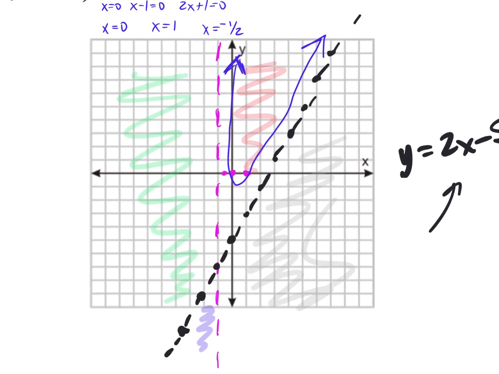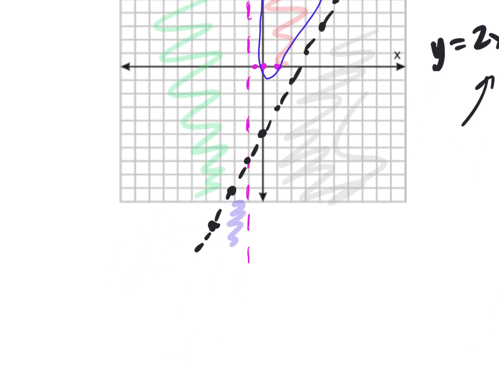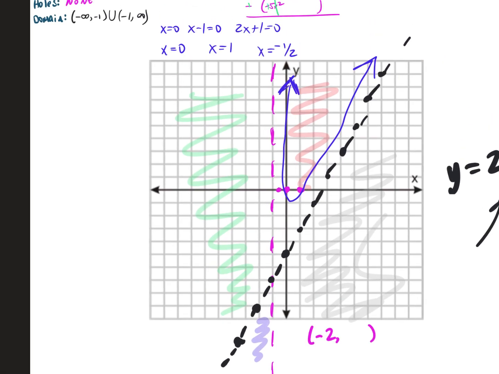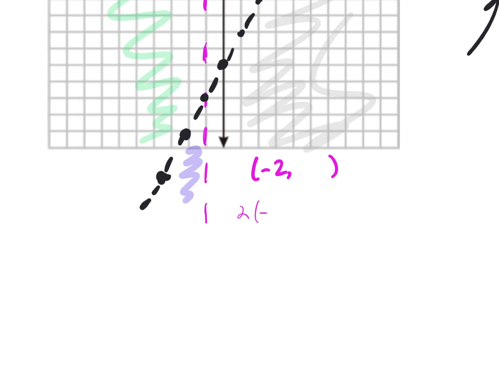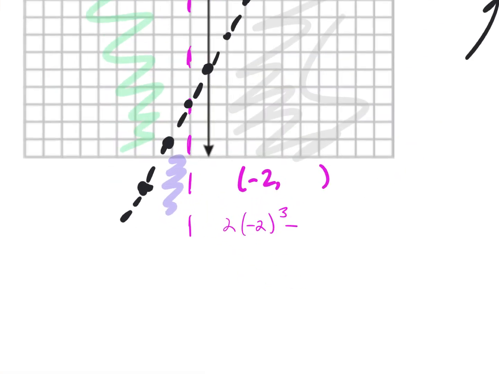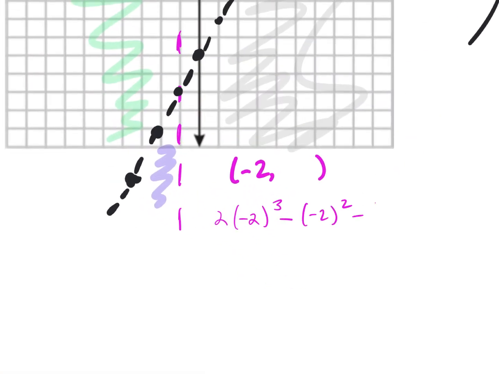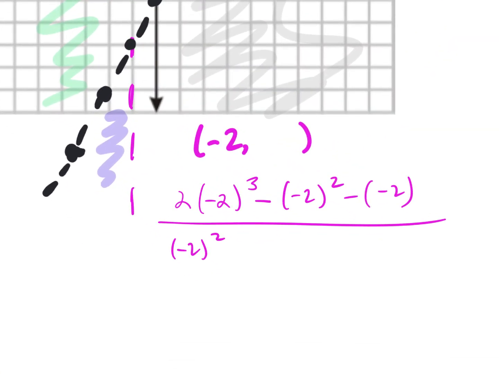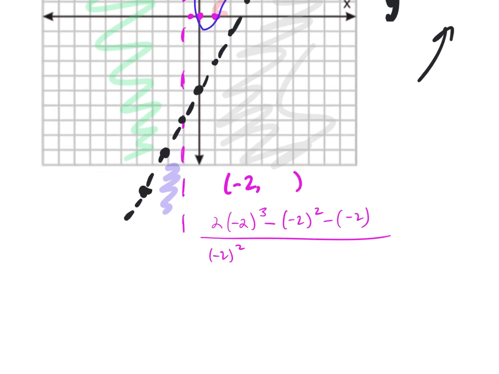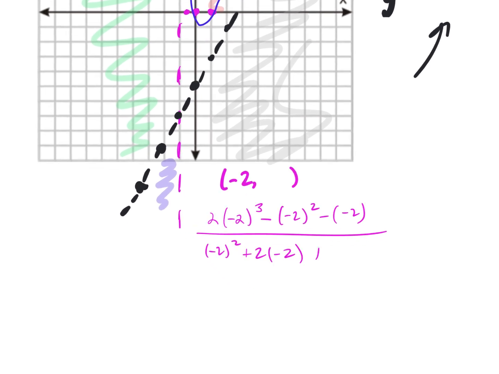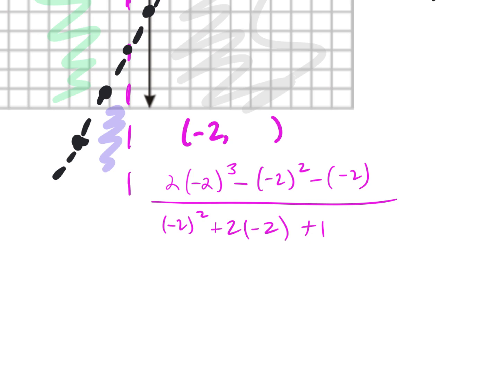Let's look over here. To the left-hand side of your vertical asymptote, what is the number to the left of the vertical asymptote? -2, okay? There's going to be a lot of 2's in this, guys, so just pay attention. Make sure I do this right. So it's 2 times -2 cubed, right? Is it minus or plus? Minus -2 squared minus -2 over -2 squared. What's the next one? Okay, plus, thank you, plus 2 times -2 plus 1. I knew there was a lot of 2's. All right, so let's simplify.